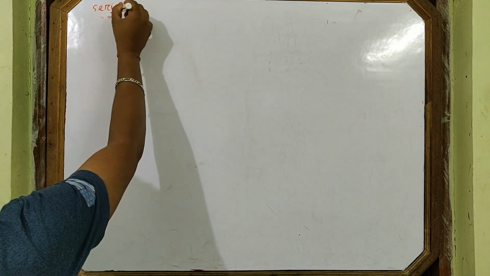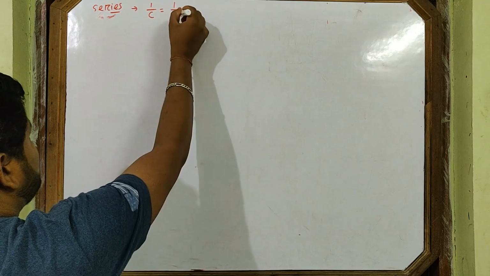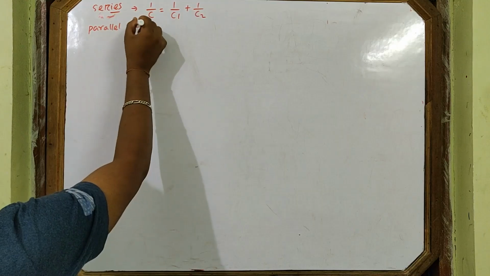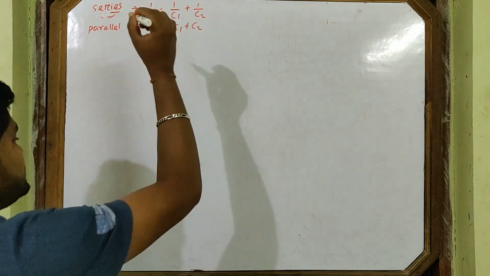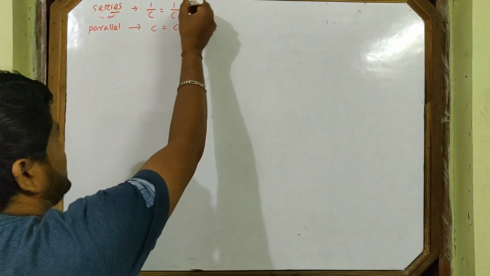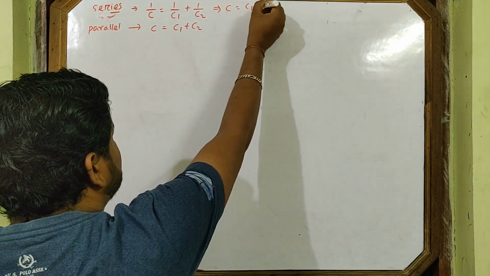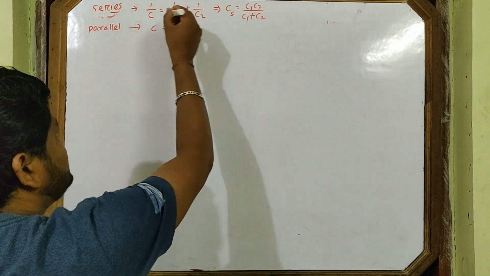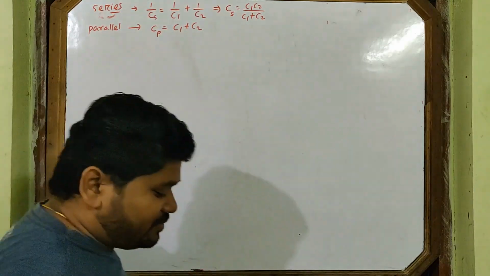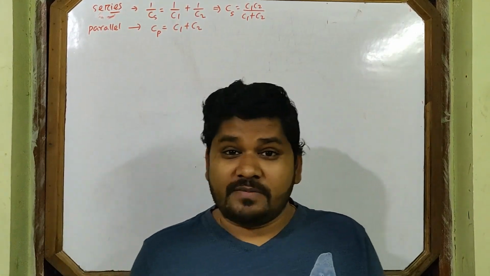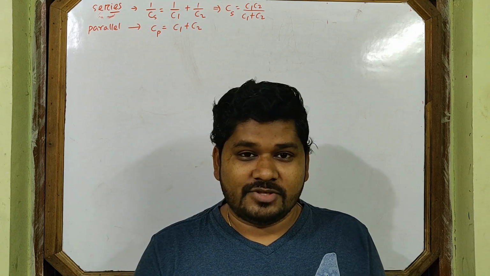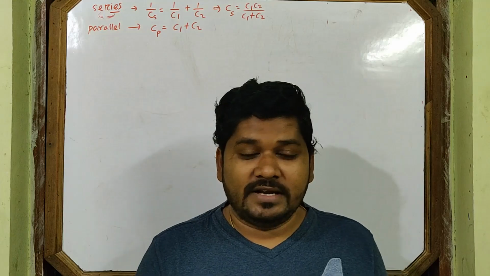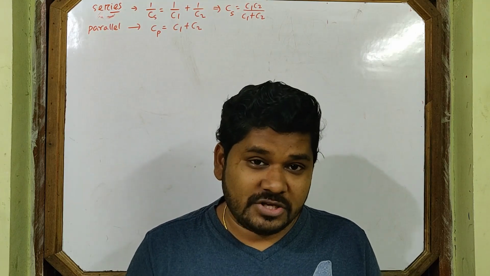Series combination formula: 1 by C is equal to 1 by C1 plus 1 by C2, and parallel combination formula: C is equal to C1 plus C2. Also, this you can write C is equal to C1 C2 by C1 plus C2. So this is series combination and this is parallel combination. These two formulas are simple but circuits are complicated. So we'll find effective capacitance, net capacitance, of many more circuits.